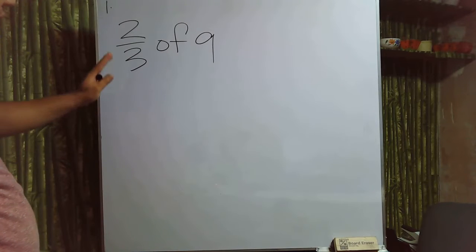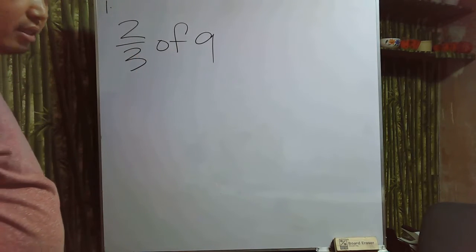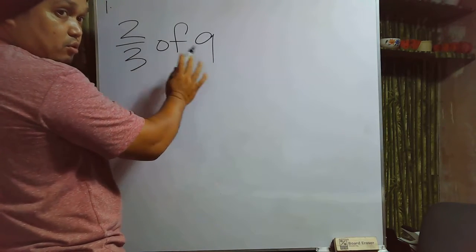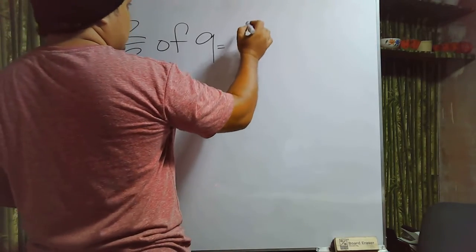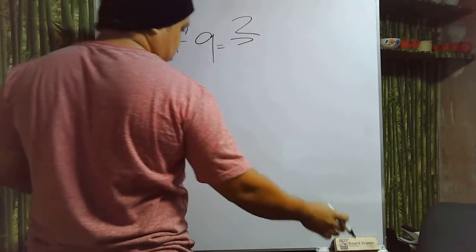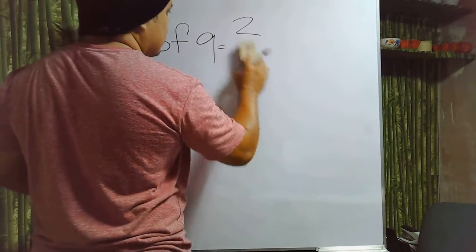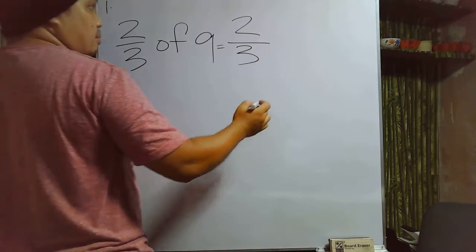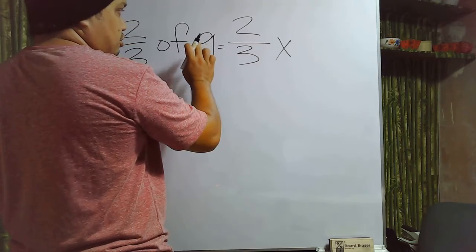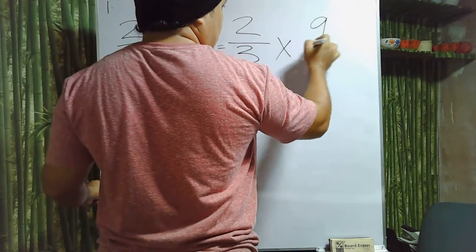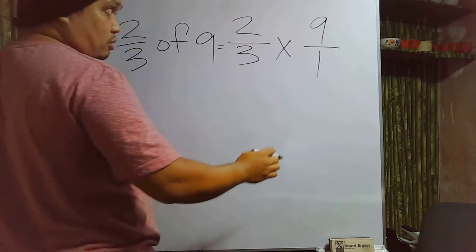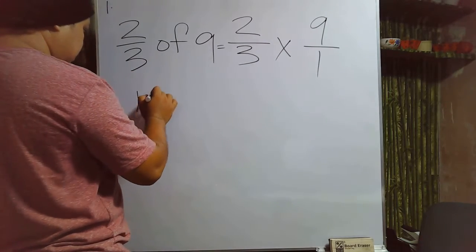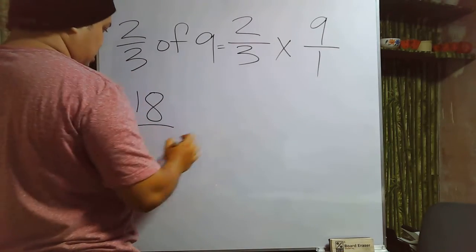To answer this, let's just multiply. Let's change this first into a fraction form and multiply it to this fraction. So we have 2/3, and "of" here will become multiplied. The fractional form of 9 is 9/1, so 9 divided by 1 is still 9. So 2 times 9 is 18, and 3 times 1 is 3.